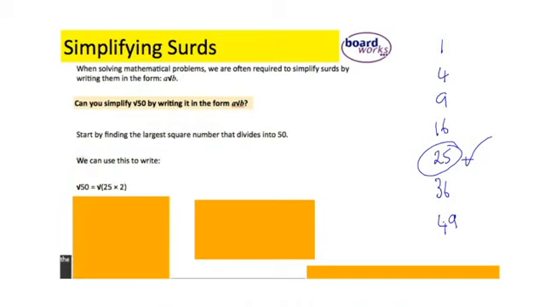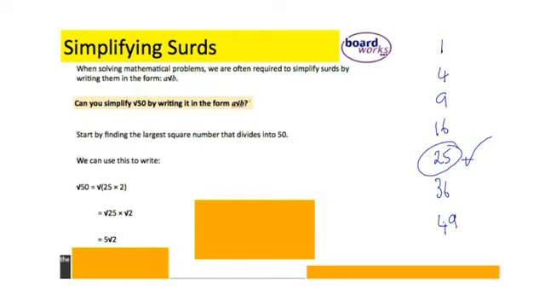So in this case, we would write that down: the square root of 25 multiplied by the square root of 2, separated. 25 is a square number, so we can actually write that out as 5. So we have 5 root 2.